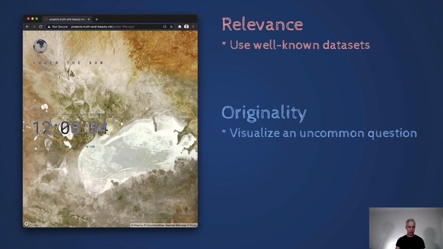Here's another one by Moritz Stefaner. Satellite data, everybody knows satellite data, and I don't know if this was his exact thinking process, but his uncommon question was, where's the sun right now? Where is the sun looking straight down? So this is an endless animation of satellite imagery from the point where the sun is looking straight down. I think it's a really great idea.